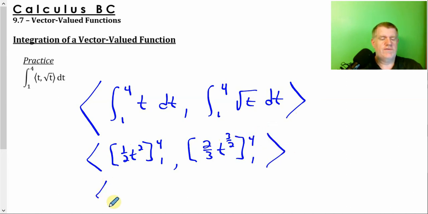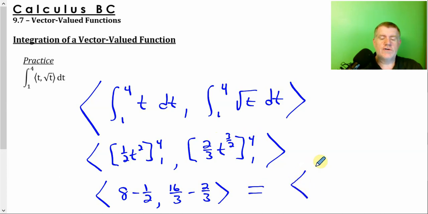So let's see, we've got 16. So 8 minus 1/2. And let's see, plug in 4. Square root of 4 is 2. 2 cubed is 8. 8 times 2 is 16. 16/3. Plug in the 1, you get 2/3. So this vector valued integral would be 15/2 and 14/3. Ladies and gentlemen, that is how you do some calculus on the vector valued functions.